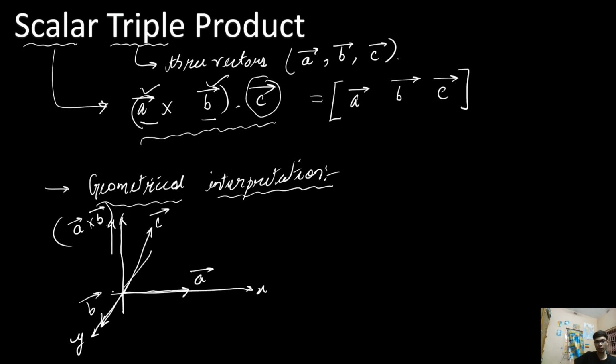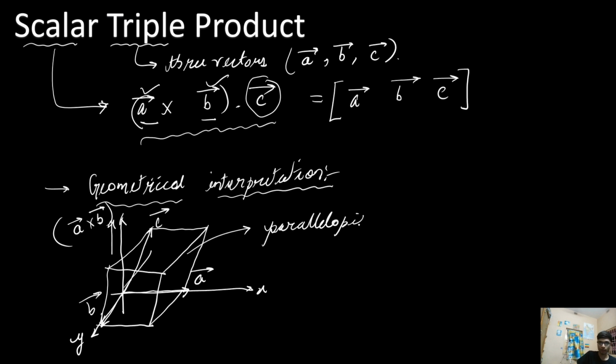In doing so, we form a 3D figure. If we complete this 3D figure, it is also known as a parallelepiped. In this parallelepiped we see an important result: the three vectors are coterminous, and all these three vectors represent the edges of this parallelepiped.